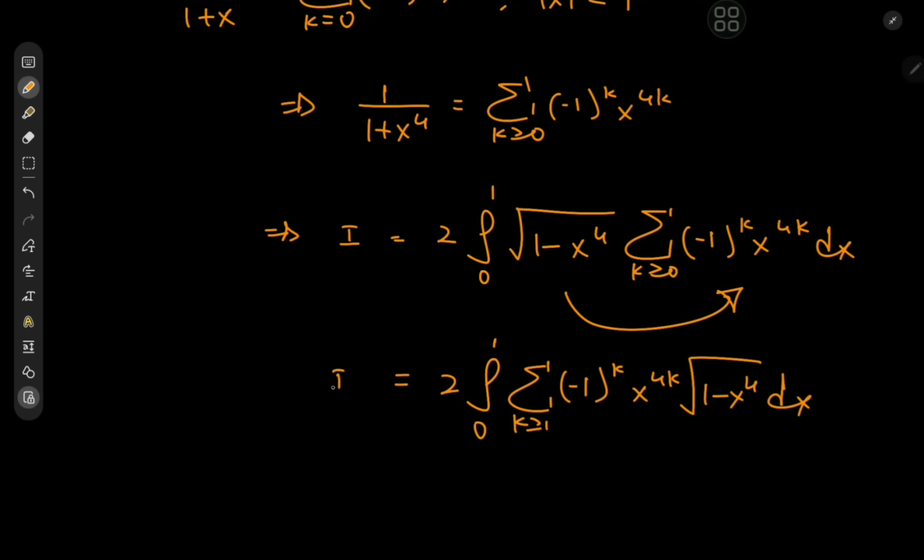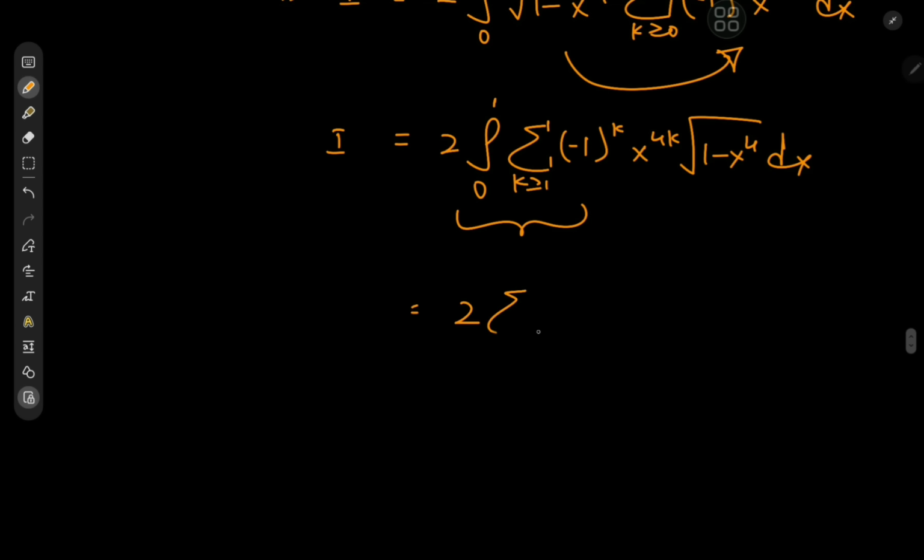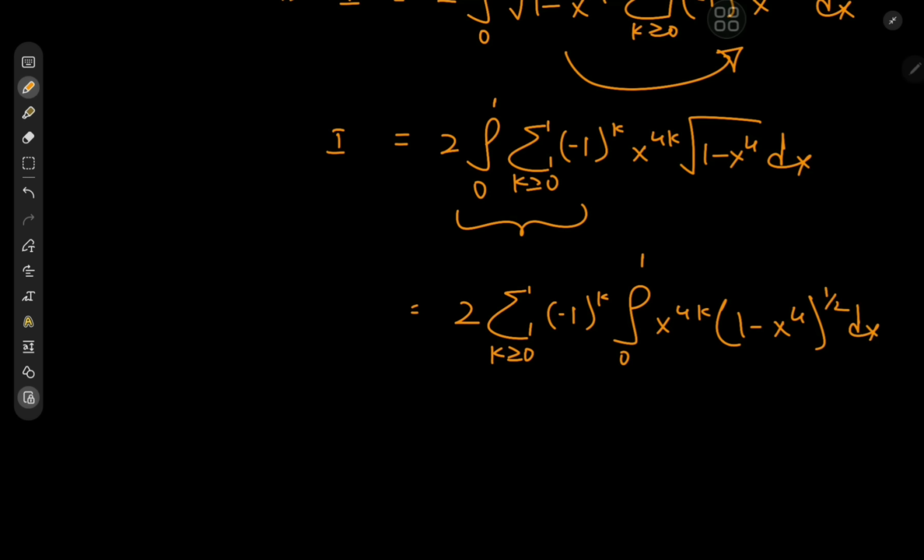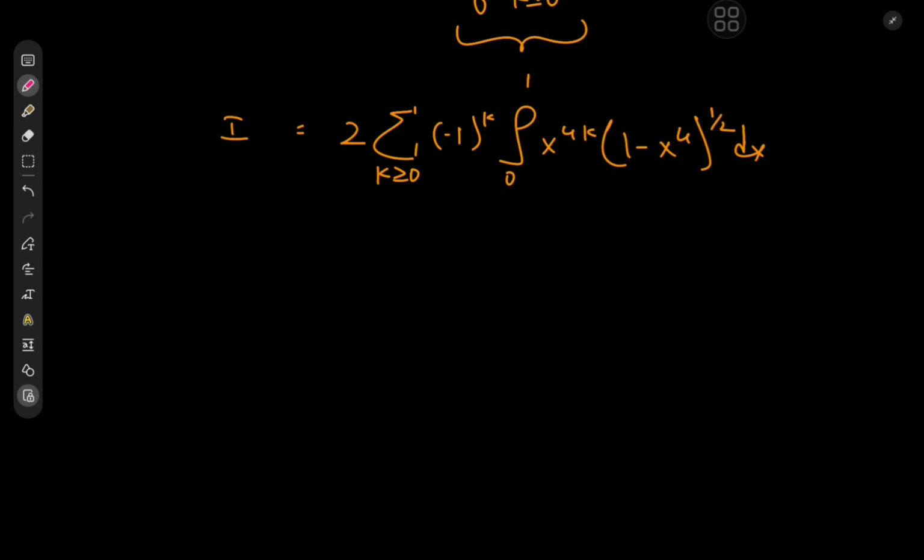And we know that this thing converges, so we can switch up the order of the integration and summation operators so that we have twice the sum over k of, wait, this should be a sum starting at 0, terribly sorry about that, of negative 1 to the k times the integral from 0 to 1 of x to the 4 times k times 1 minus x to the 4th power to the 1/2 dx. All we need now is the obvious substitution, that is letting x here equal u to a quarter, which implies that dx equals a quarter of u to the negative 3/4 du.